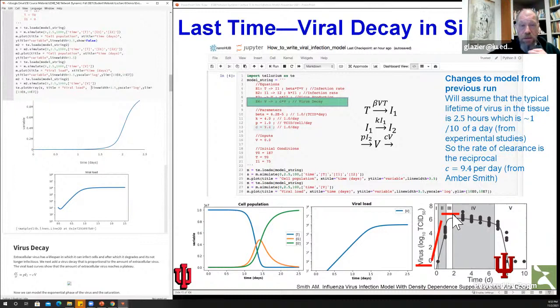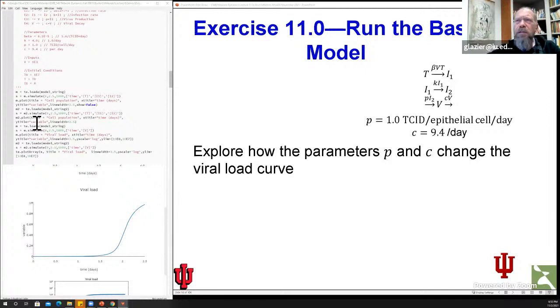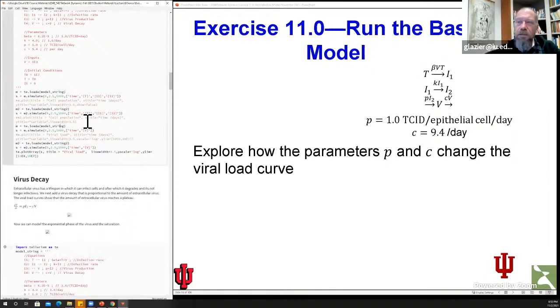Any questions about that, or does that make sense? Okay. So one thing that I could ask you to do here now, while we're waiting for Ali to get back, is to try seeing how the rate of virus production, P1, changes the viral load curve, and also the decay rate of the virus. And I just showed you the decay rate of the virus. Let me just comment these out so that if I'm going to run it here myself, it's easier to see. I only have one plot, so we can actually see what we need.